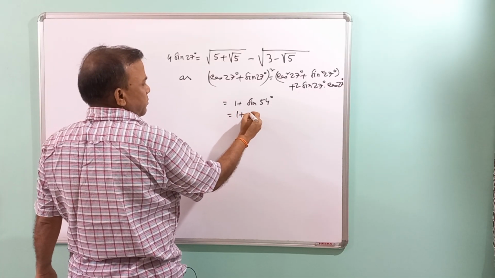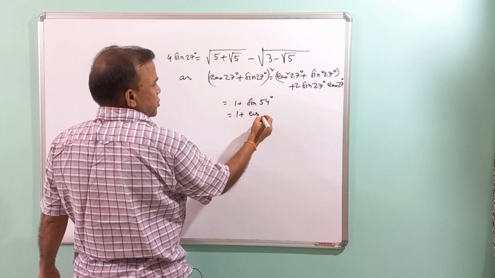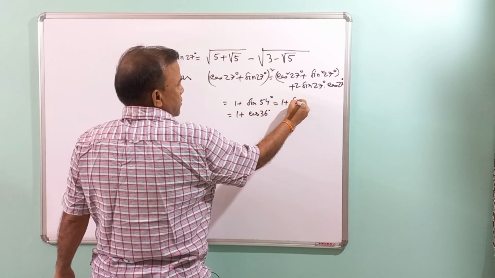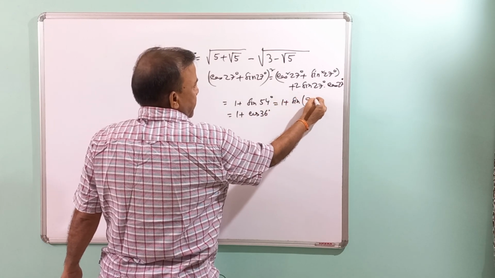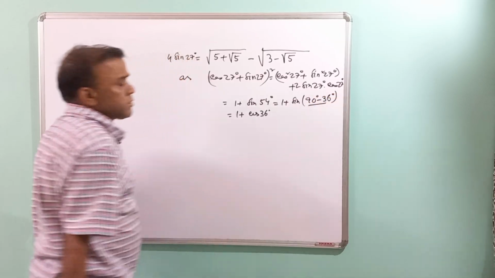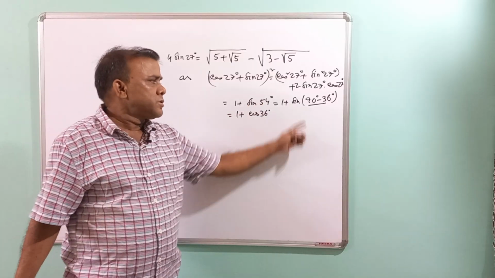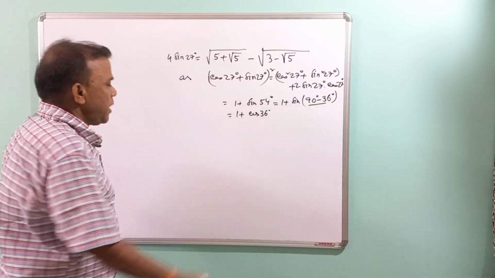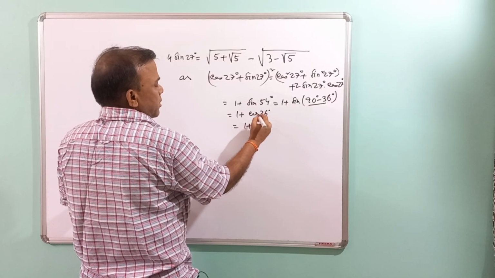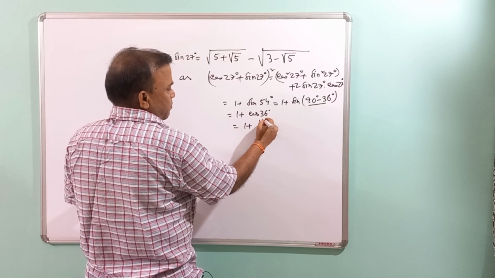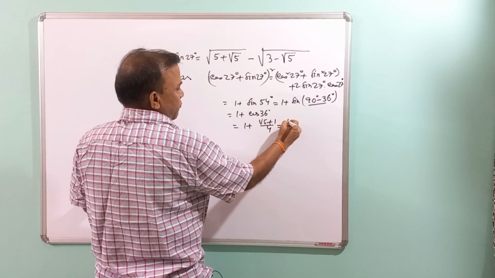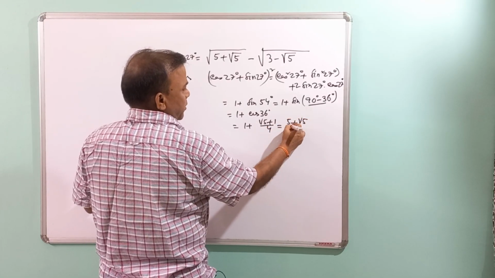Sin 54 degree means cos 36 degree, as sin 90 degree minus 36 degree means 54 degree. Sin 90 minus theta is cos theta. As we know that the value of cos 36 is root 5 plus 1 by 4. Therefore it will be finally 5 plus root 5 by 4.